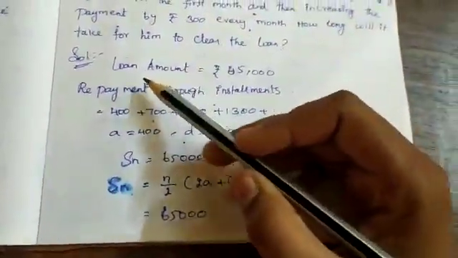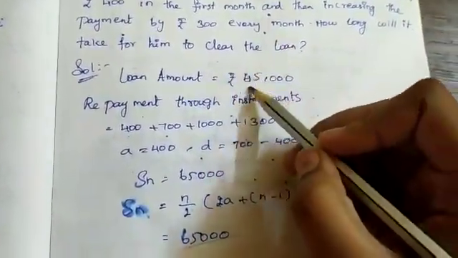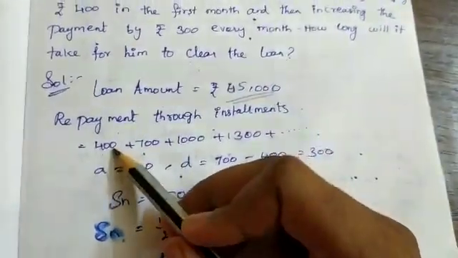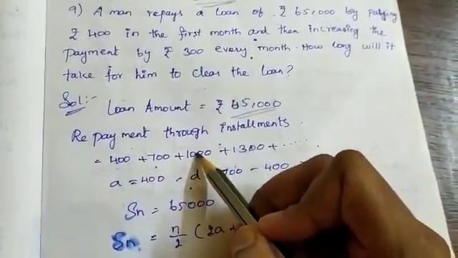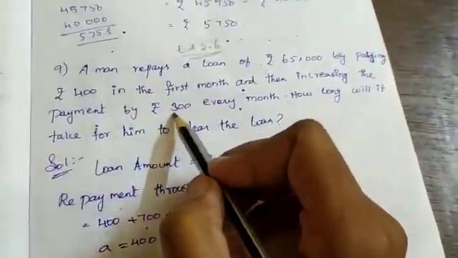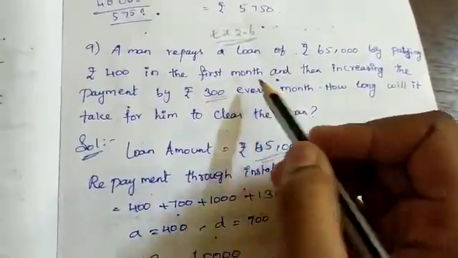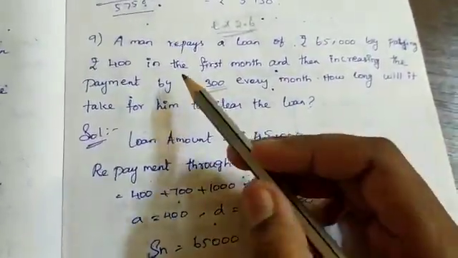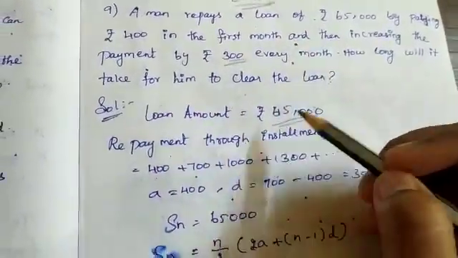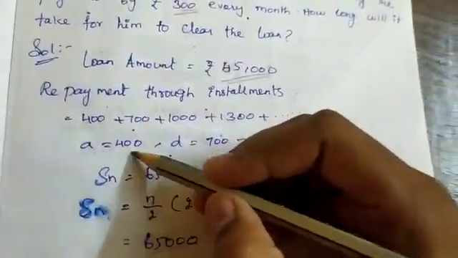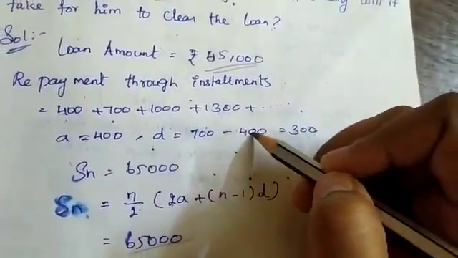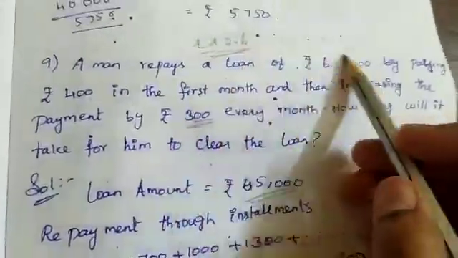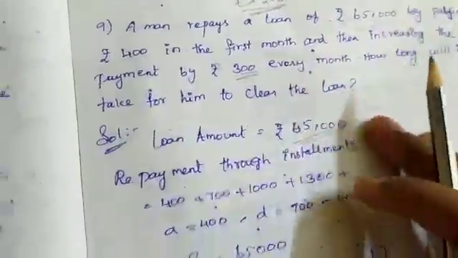Okay. Loan amount equal to 65,000. That is the principal amount is 65,000. Repayment through installments is 400 plus 700 plus 1000 plus 1300, because it is increasing 300 every month. So first is 400, then 400 plus 300 which is 700, then 700 plus 300 which is 1000, then it will go on. So a equal to 400, d equal to 700 minus 400 which is 300, Sn equal to 65,000 because the total sum is 65,000.